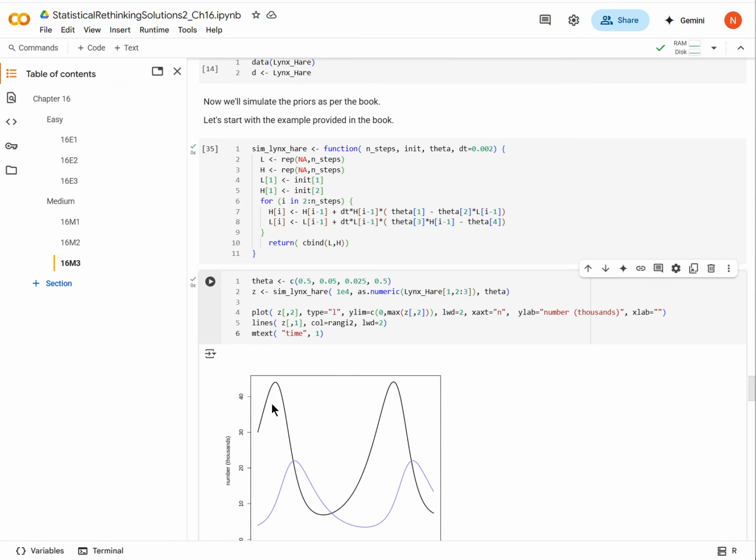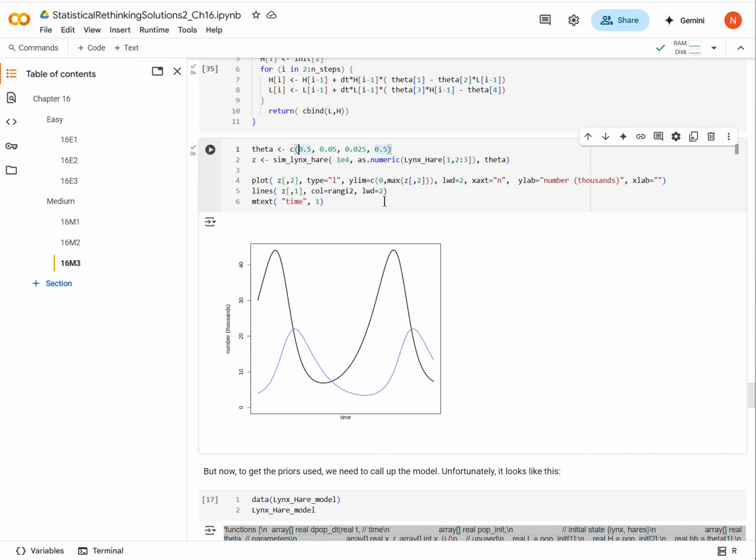But these values right here, first of all, they're not priors. I mean, I guess you could say that they're priors, but there's no probability associated with them. They're just constants here. So what we have here really doesn't represent a prior distribution as such. It represents one instance of these dynamics.